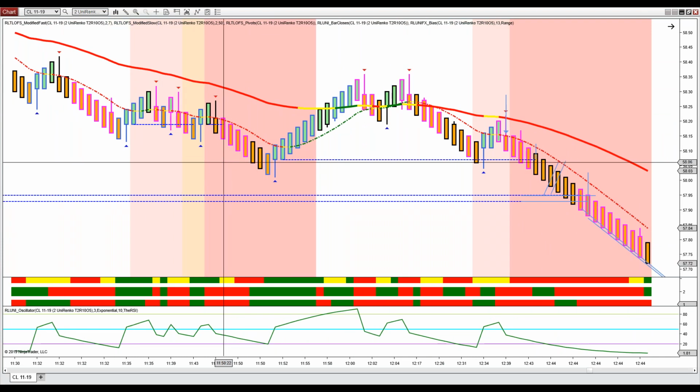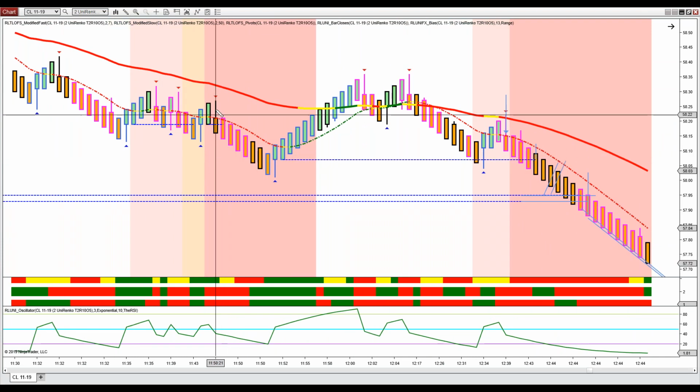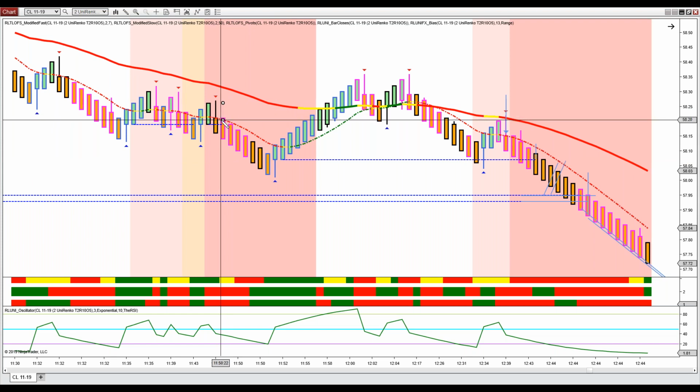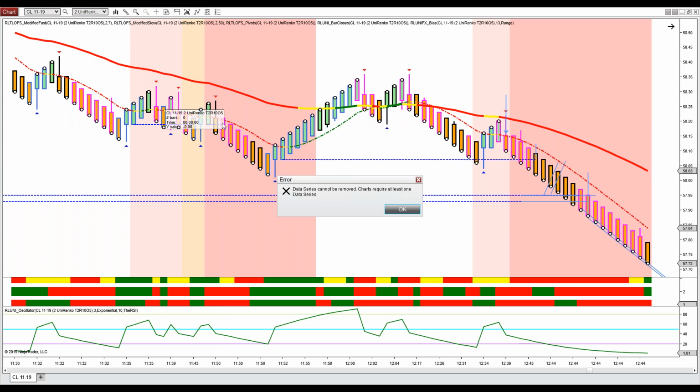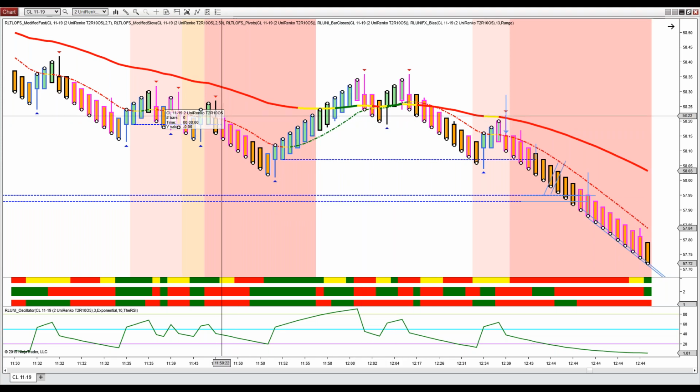Now here's another trade. You have to wait for the pivot to break. It breaks here. Whoops. And you can always move one candle over from the entry signal.